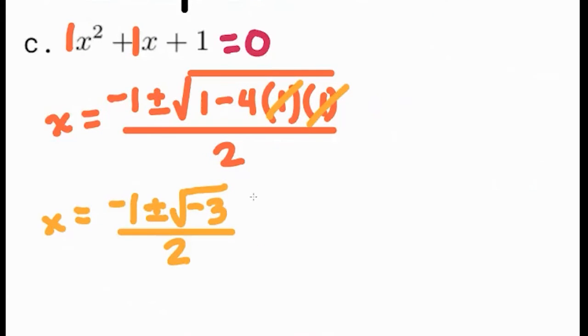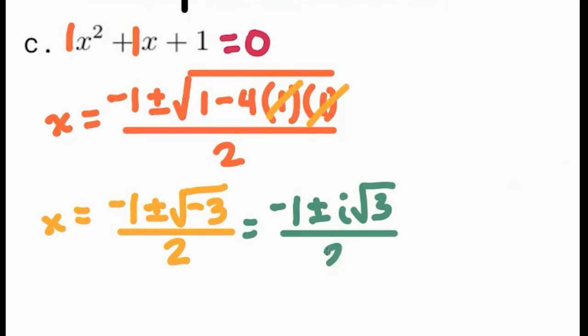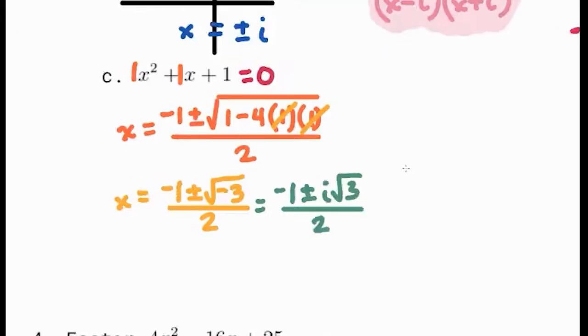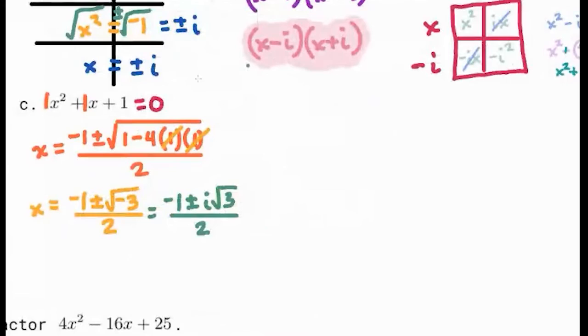But you can't have the square root of a negative. Okay, so if I pull that negative out from that root 3, essentially what does that become? i, very good. So now you end up with negative 1 plus or minus i root 3 divided by 2. All right, again, this is not your answer. If it said to solve it, that's your answer, but the problem says to factor it. So what we need to do is put this in factored form.